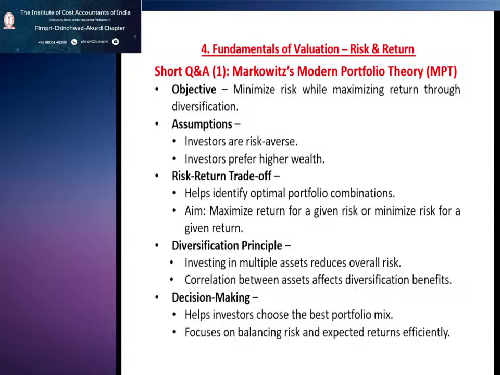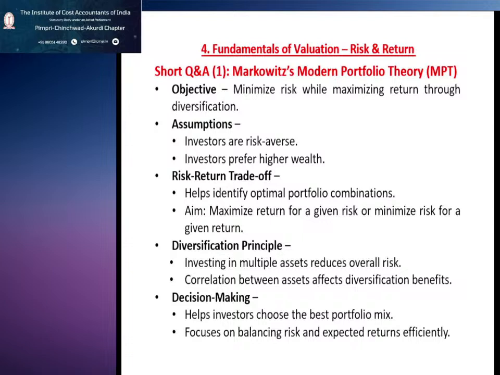in a more structured way. So the objective of this theory is to minimize the risk while maximizing returns through diversification. The assumptions are that investors are risk averse and investors prefer higher wealth. Risk return trade-off is a classic feature of this theory. It helps identify optimal portfolio combinations. It aims to maximize the return for a given risk or minimize risk for a given return. So that's how the relationship between risk and return trade-off is established over here.